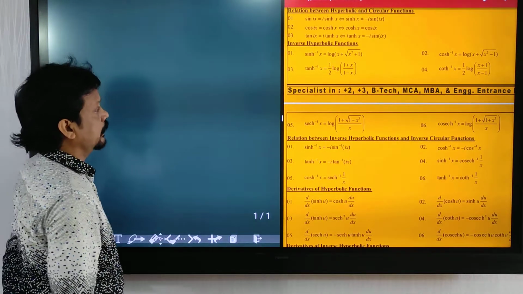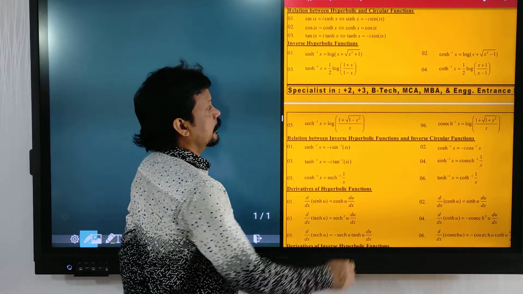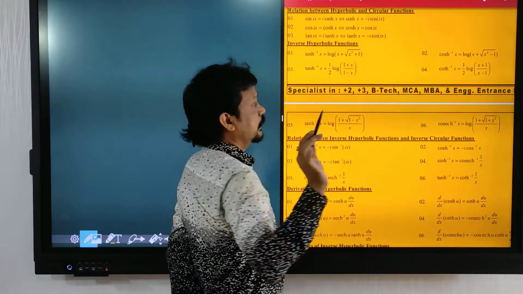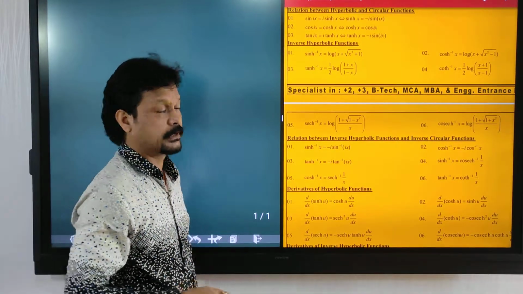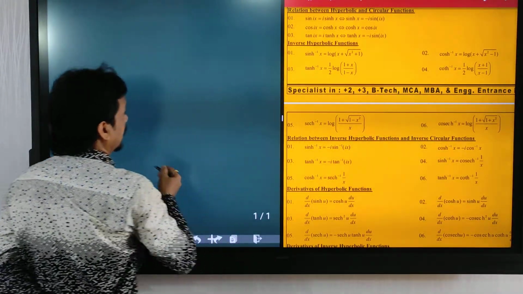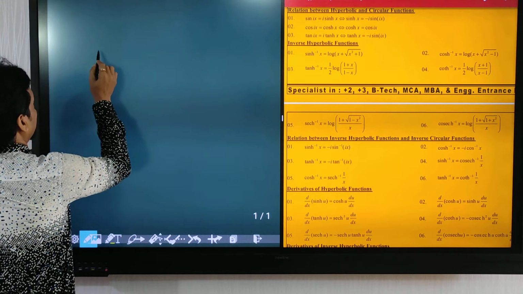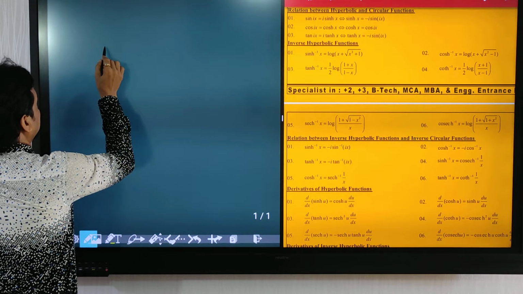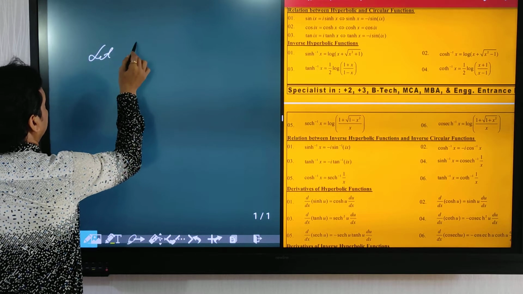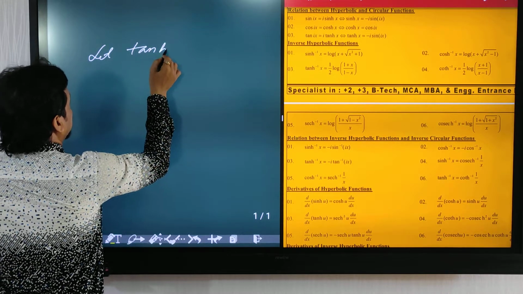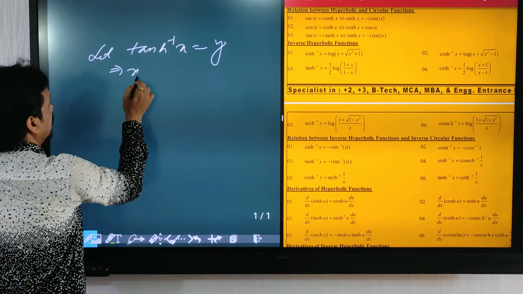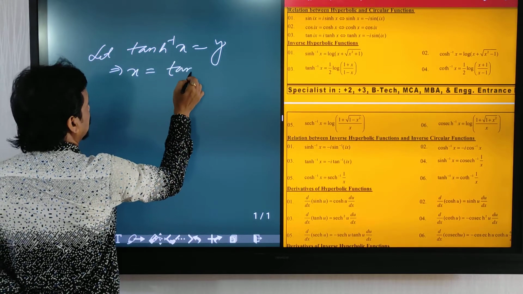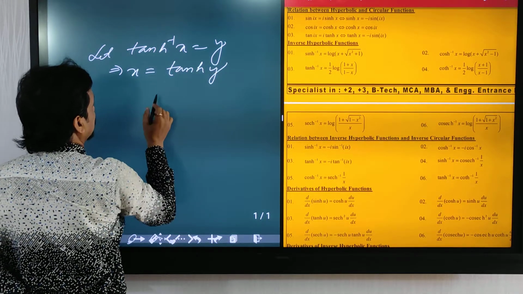So in the same way, let us go to another one. And cosh hyperbolic inverse you should do as a homework. Okay. So I am doing tanh inverse x. So let tanh inverse x is equal to y. So it implies x is equal to tanh y.